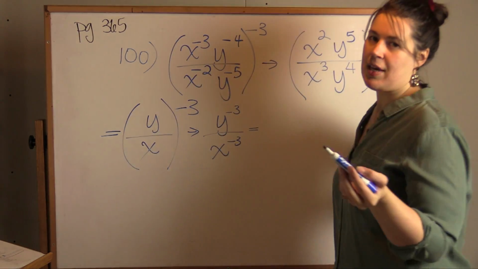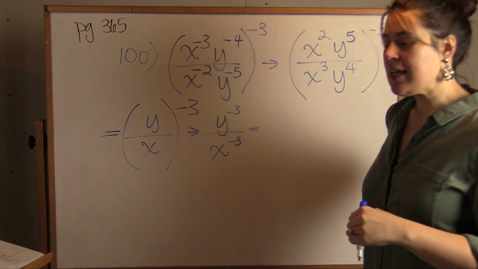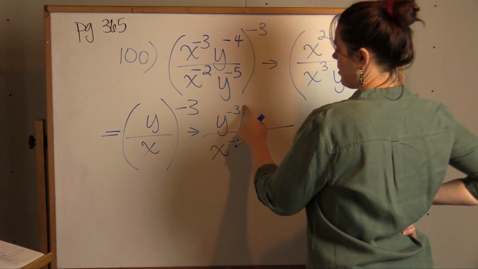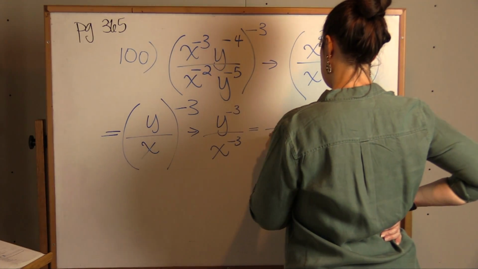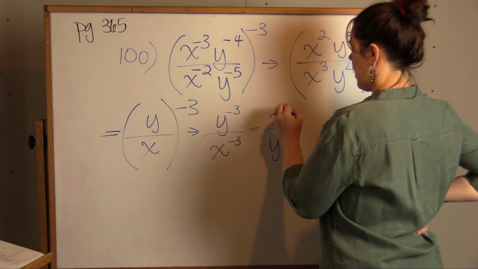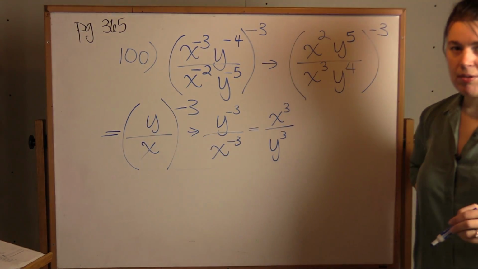Oh, we have negative exponents again. How do you fix it? You switch it to the top or the bottom. So this y to the -3 is going to go to the bottom with a +3. This x to the -3 goes to the top with x to the +3, and that's your answer.